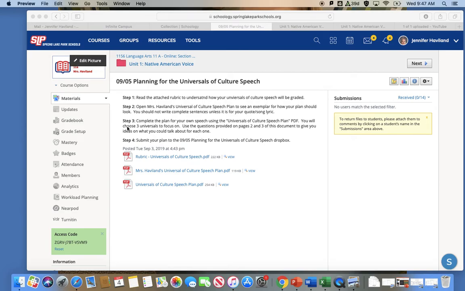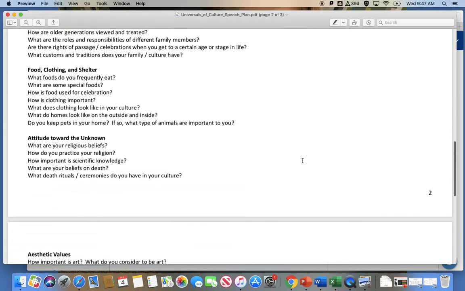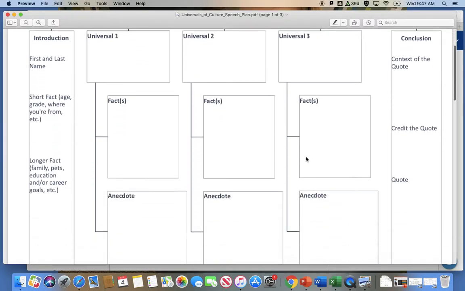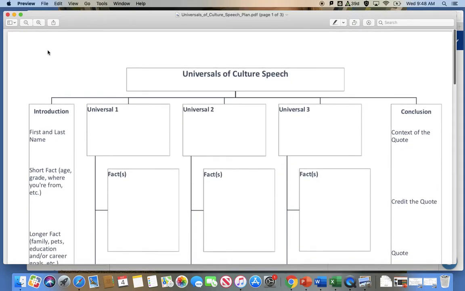Step 3, complete the plan for your own speech using the Universals of Culture Speech Plan PDF. You'll choose 3 universals to focus on. Use the questions provided on pages 2 and 3 of this document to give you ideas on what you could talk about for each one. So yours will look exactly the same. And then on pages 2 and 3, you'll see the questions. So whichever 3 universals you decide to talk about, use the correlating questions to help you know what you could say.